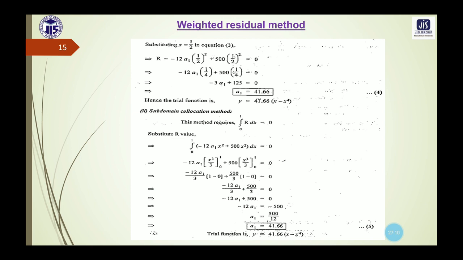So substituting x equals to half in equation number 3, we are getting the value of a1 equals to 41.66. So that means the trial function's equation is equal to 41.66 into x minus x to the power 4.